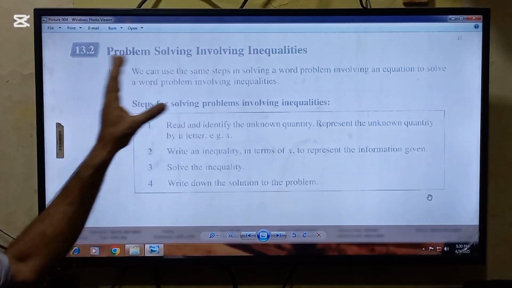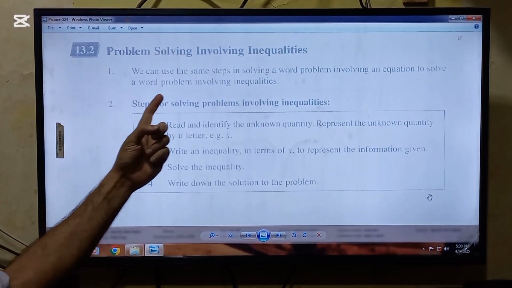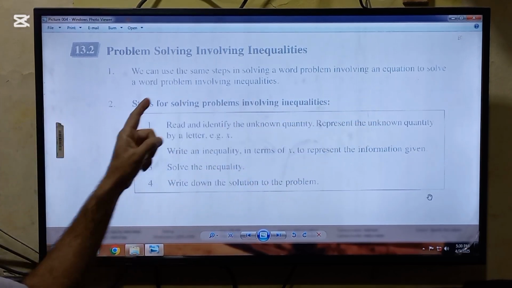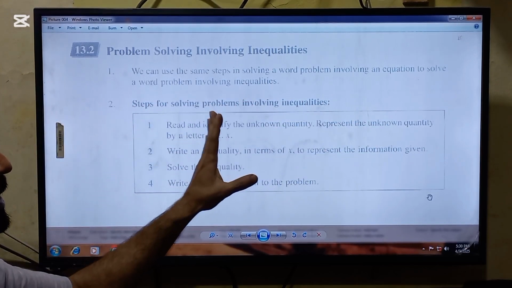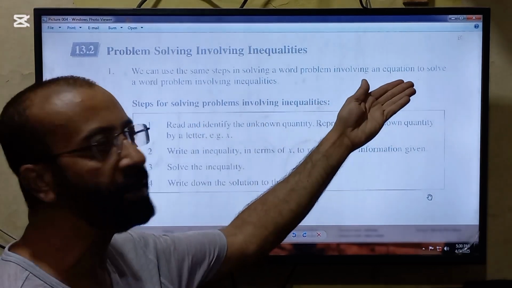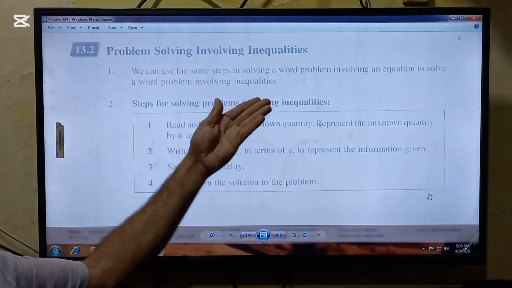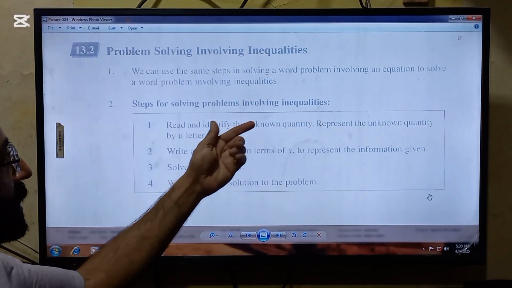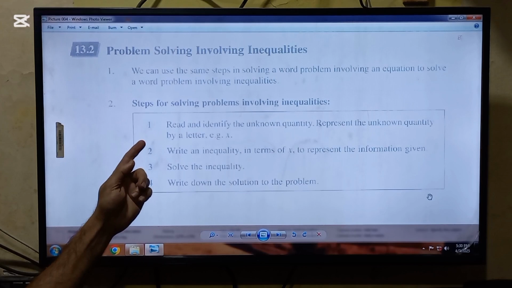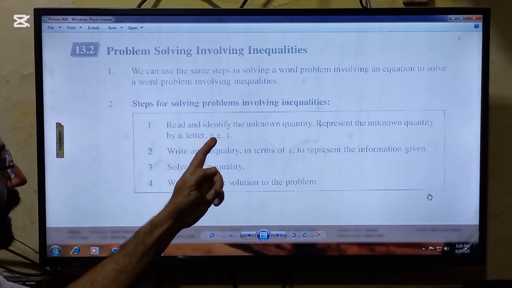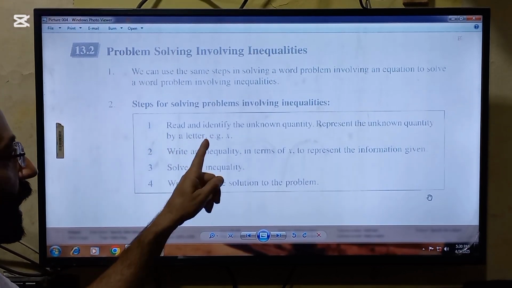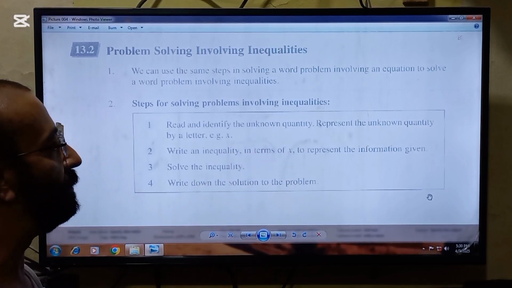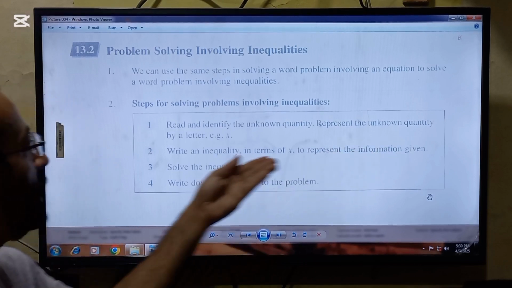So the steps to remember for this category is we can use the same steps in solving a word problem involving an equation to solve the word problem involving inequalities. Like whatever the steps we have used in equation, the same steps will be used in inequalities as well. Steps for solving problems involving inequalities are, first step is read and identify. So read and identify the unknown quantity. So what is the quantity? We have to identify first. Represent the unknown quantity by a letter.